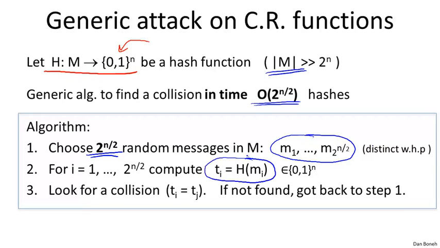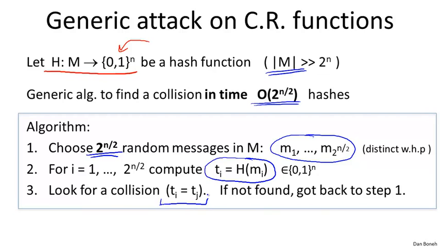But for each one of these messages, we're going to apply the hash function and obtain a tag t sub i. These t sub i's are, of course, n-bit long strings. Now we're going to look for a collision among the t sub i's. In other words, we're going to find an i and a j such that t sub i equals t sub j. Once we've done that, we've basically found a collision because, as we said, with very high probability m_i is not equal to m_j, but the hash of m_i is equal to the hash of m_j, and therefore we found a collision on the function h.